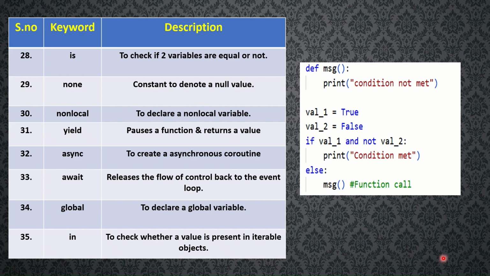Okay, this is all about identifiers and keywords and their characteristics, along with their rules and some examples.